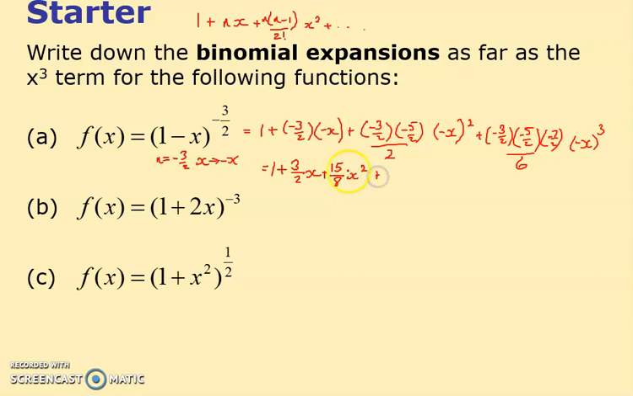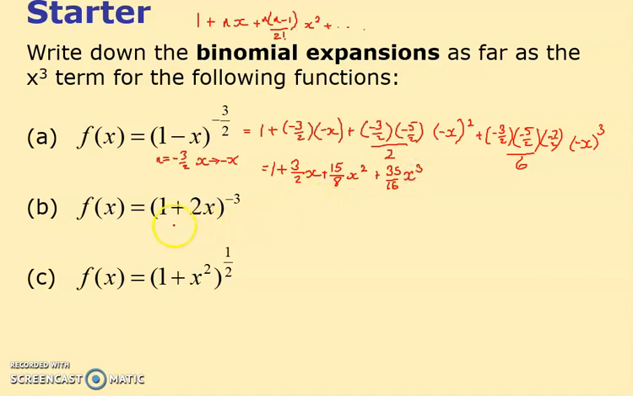This one's a bit trickier. So 15 times 7 on the top, divided by 8, divided by the 6. I get 35 over 16. And I reckon it is a plus, because it's minus, minus, minus, minus, minus, minus. So it's 35 over 16 x cubed.